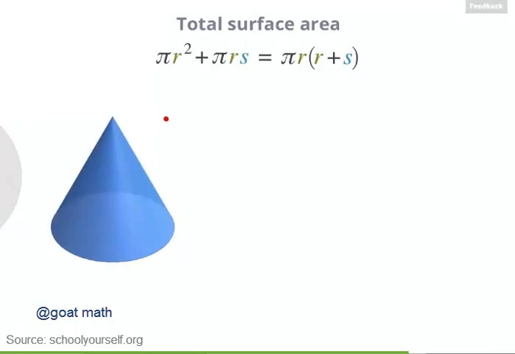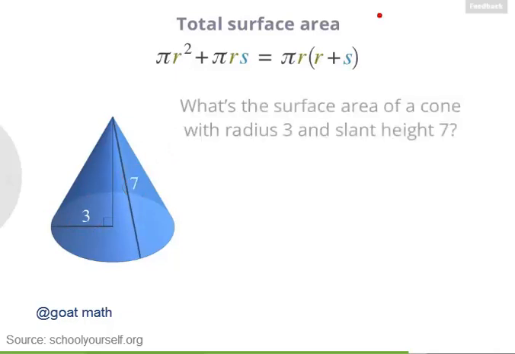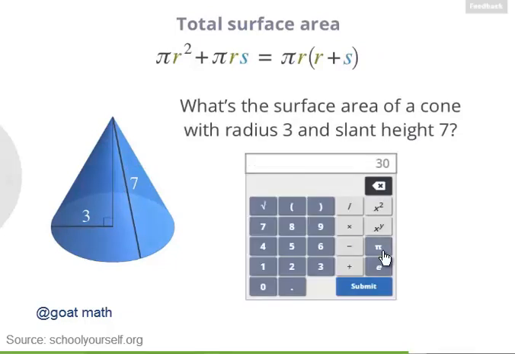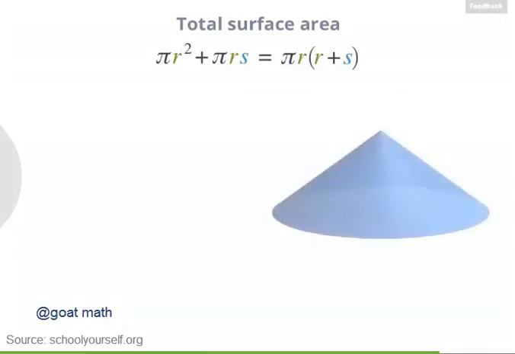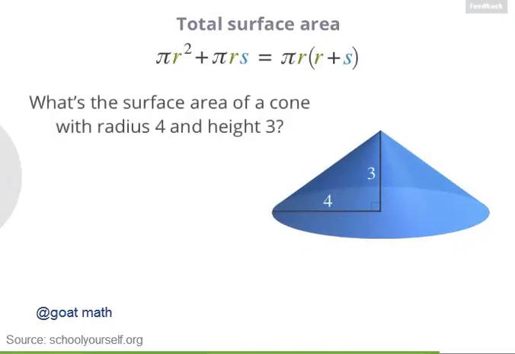Let's try some examples. Now this cone has a radius of 3, and suppose you don't know the height, but the slant height is 7. Try using this formula to find the total surface area of this cone. Excellent work. Let's try another example. Here's a cone whose radius is 4 and whose vertical height is 3. What's the total surface area of this cone? Nicely done. You used the Pythagorean theorem and found that this cone has a slant height of 5, and then you found the surface area.